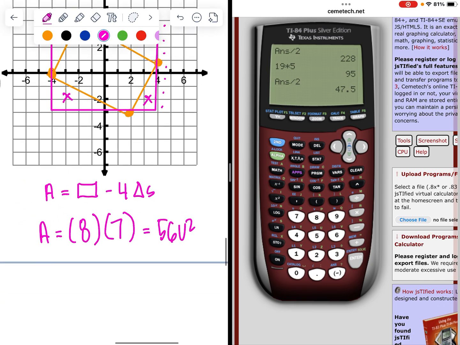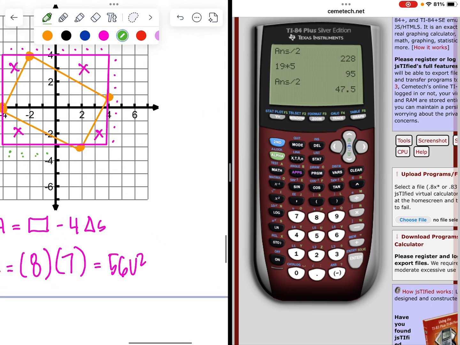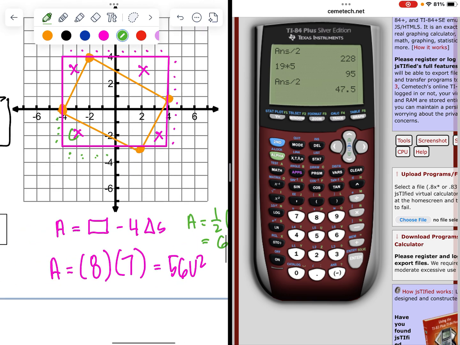But now I'm going to get rid of each of the triangles. So this triangle, 1, 2, 3, 4, 5, 6, 7. Oops. 1, 2, 3, 1, 2, 3, 4. So that triangle is area equals 1/2, 3 times 4. So that's 12, half of 12 is 6. So this is 6 units squared. So this is 6 units squared.